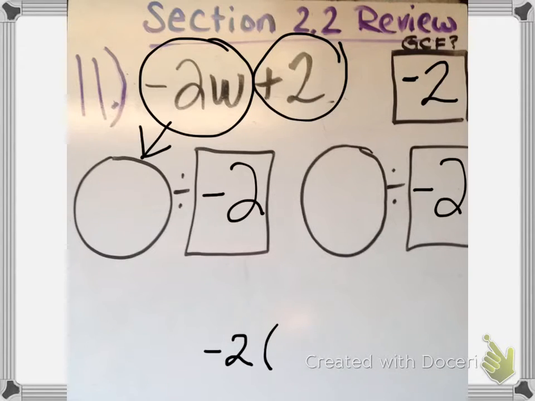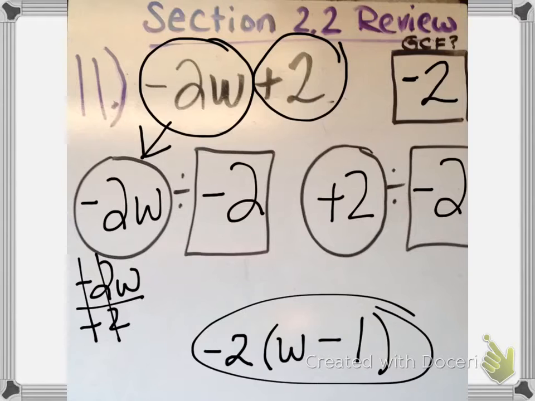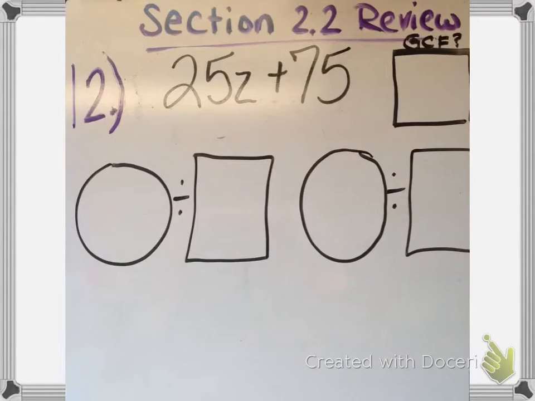We bring down our terms, which are negative 2w and a positive 2. Negative 2w divided by a negative 2 cancels out so that only w is left. Then a positive 2 divided by a negative 2 is a negative 1, because positive divided by negative is a negative, and 2 divided by 2 is 1. So your answer is negative 2 times the quantity of w minus 1.